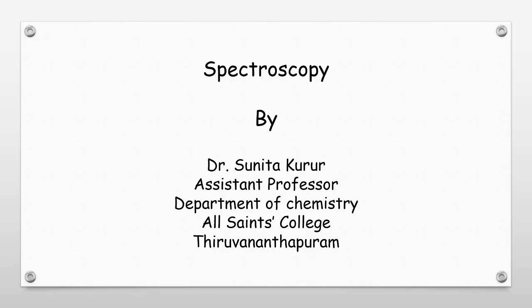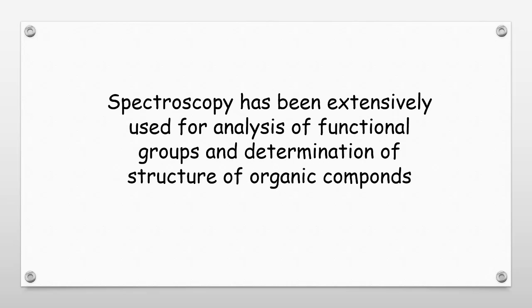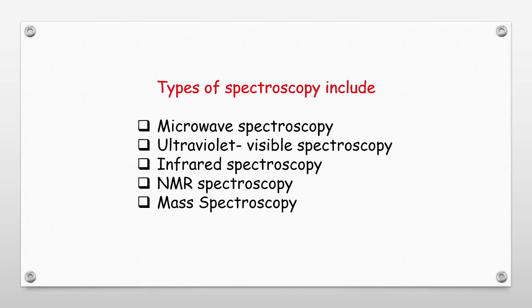of organic compounds. So, spectroscopy is a study of interaction of electromagnetic radiation with matter, and this has been used for analysis of functional groups and determination of structure of organic compounds. Depending upon the techniques used, there are different types of spectroscopy, which include microwave spectroscopy, ultraviolet visible or UV visible spectroscopy, infrared spectroscopy, NMR spectroscopy, and mass spectroscopy. I will be discussing, among these, UV visible spectroscopy.